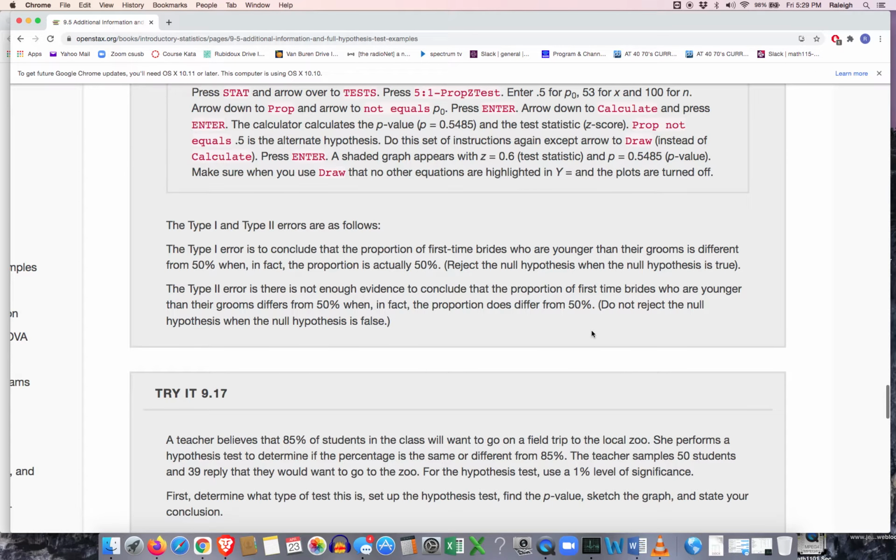Let's see. Yeah, they kind of skipped part A on this. Another little misprint here. I found misprints in the other book for the other class earlier. We set up the hypothesis test. This should be pretty easy.